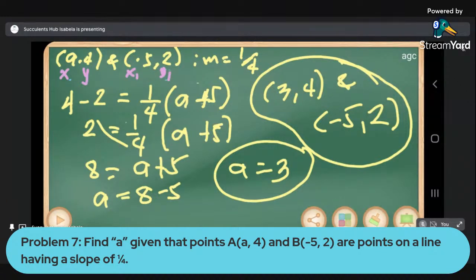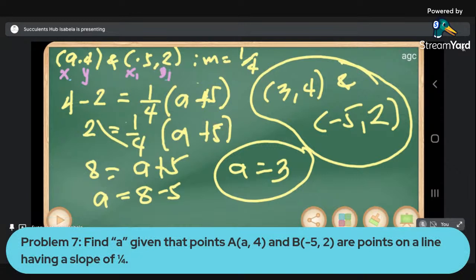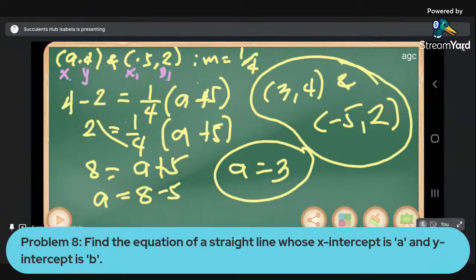Okay, 17/4 na kinuha ni Christina, it should be 3. I-try mo yan, kung gawin mong 17/4 and 4, tapos -5 and 2, kunin mo yung slope. Kung ang slope ay kung hindi 1/4 yung slope, mali yung A na nakuha ninyo. Okay? Alright, so next. Paki-hide natin pala ito. This will be a second item para sa work ninyo. No. This cannot be another item. Ito pala. Okay.